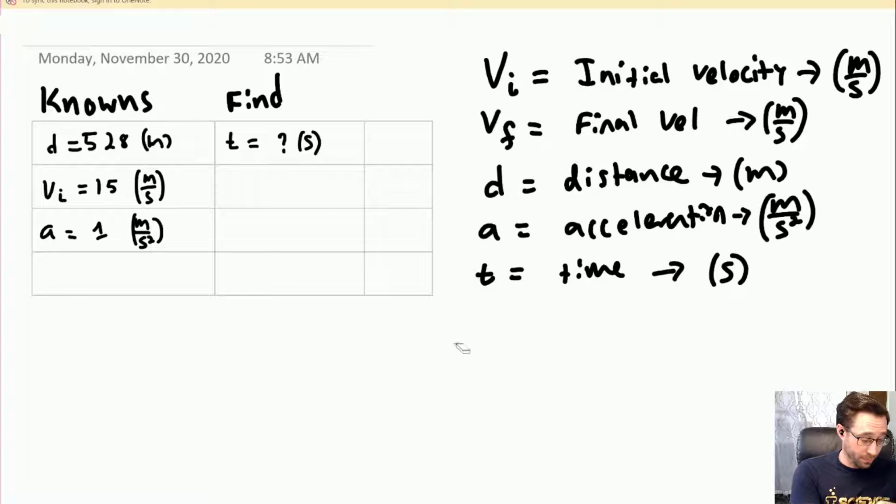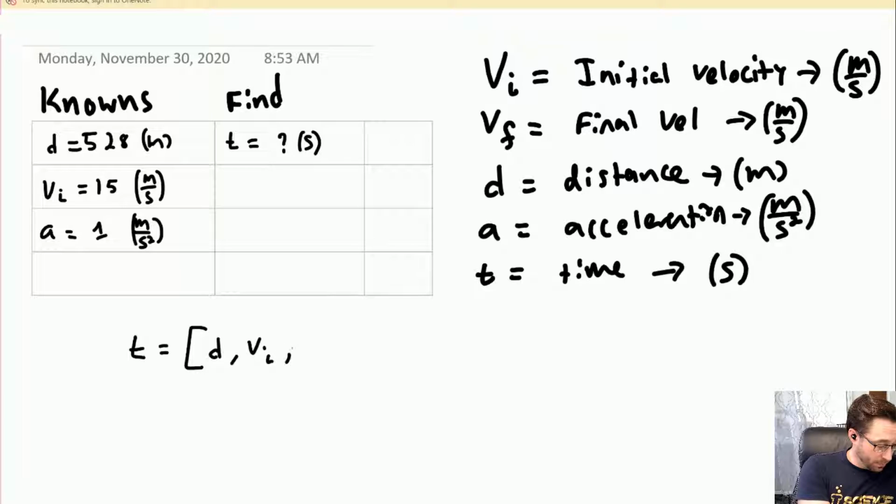Okay? All right. So after we figure out what we need to find and what we know, we need to figure out what equation will fit this. Like, how can we solve for the time? So I want an equation that starts with t, and then on the right side only has displacement, initial velocity, and acceleration. Those are the only things that are allowed to be on the right side.